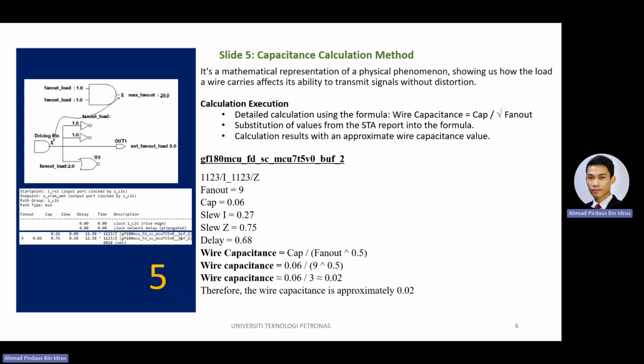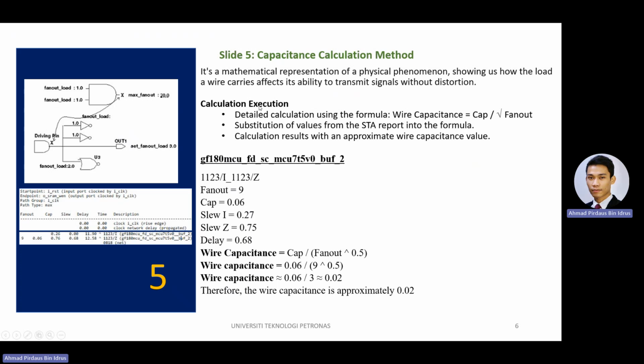Okay, we're coming to slide 5, the capacitance calculation method for the selected logic path. Here is the screenshot of the selected logic path. As you can see here, this is the fan out. So this is the data.